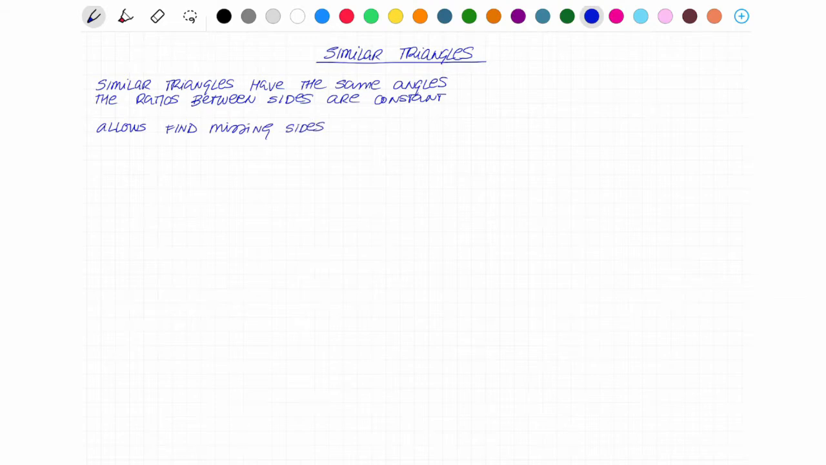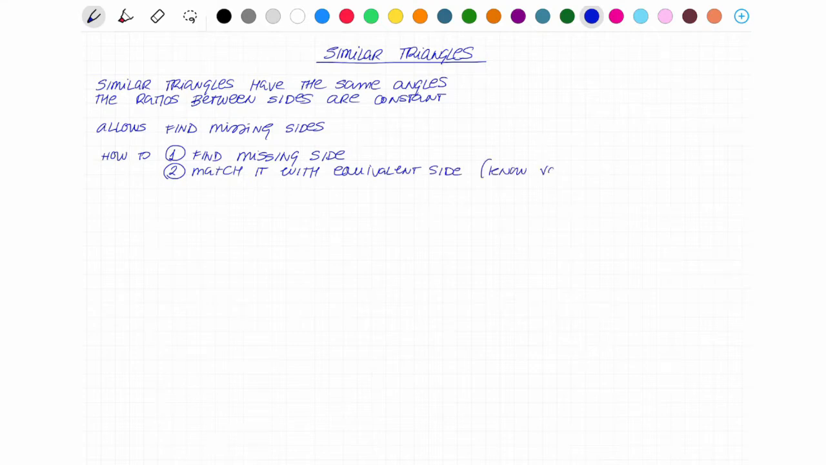Of course, the problem is going to be to realize that, but the how-to is actually quite straightforward. Now for the how-to, first of all, you're going to have to find the missing side in your diagram. Where is it? Once you've got it, you want to match it with an equivalent side in another triangle. And for that, you know the value. It's something that they either give you or you can get.